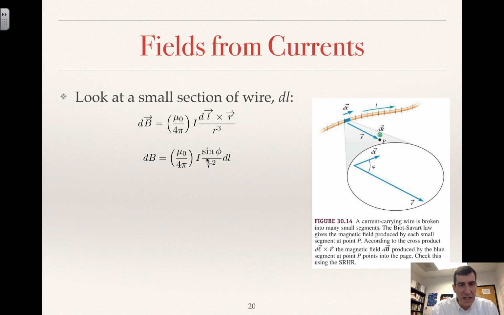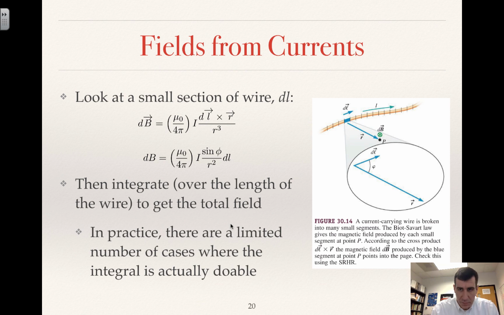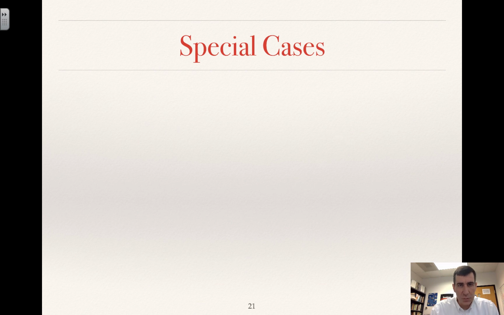If we do this as the magnitude, we can trade the cross product for a sine here: I sine phi over r squared dl. Then, of course, to actually figure this out, we have to integrate over the length of the wire to get the total field. However, like a lot of these integrals, remember when we were dealing with electric fields and electric potentials, there was a limited number of situations where we could actually do these integrals, and it's the same thing here with currents and finding magnetic fields. There's really a limited number of cases where you can get an integral that we could actually do.